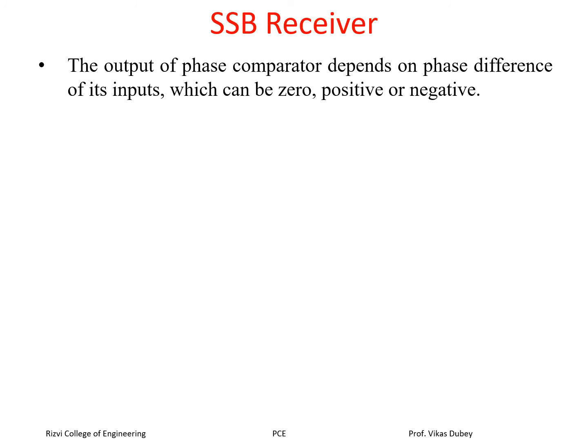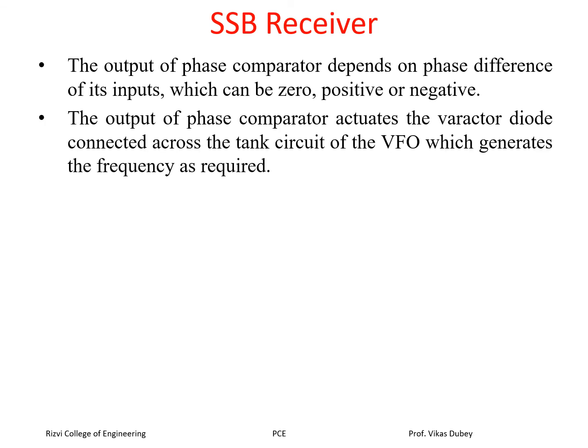The output of the phase comparator depends on the phase difference between the inputs, which can be 0, positive, or negative. So the phase comparator is important. Based on the phase, it decides what control voltage should be given, plus or minus. It is the difference between the input frequency and the carrier frequency. The output of the phase comparator actuates the varactor diode connected across the tank circuit of the variable frequency oscillator.